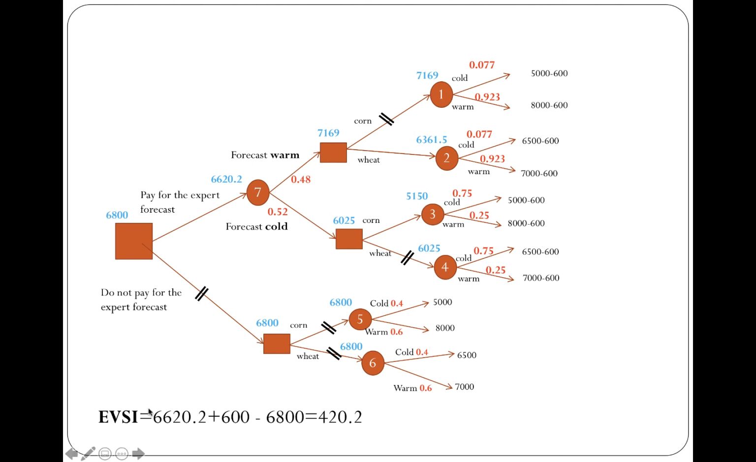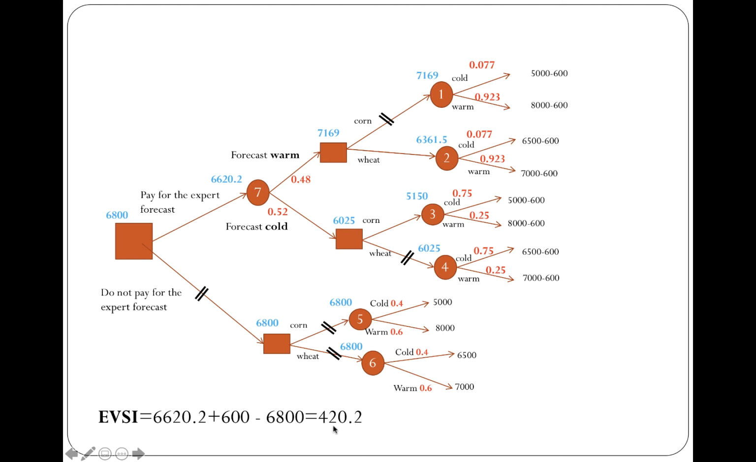So what is the expected value of sample information? Again, as you remember from the previous example, to calculate the expected value of the sample information, we obtain the value if we pay for the forecasting of the weather. That's the $6,620.2. However, we assume we are not going to pay anything for the weather forecast. That means I'm going to return the $600 that I deducted when I paid $600 for the forecast. So that value minus the value that we expect if we do not do the forecast at all, that's 6,800, and the final value is $420.2.